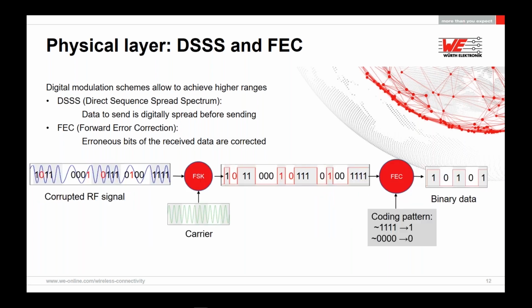Let's have a look and see what happens at the receiving end. Here's a new terminology, FEC, forward error correction. Erroneous bits of the received data are corrected. Now this is statistical correction. If out of my 4 bits of ones which I receive there happens to be one little error, a 0, I can still correct it because the majority wins. And the same goes for the 4 zeros. This should be a 0. I can correct that as well, and I end up with my correct data here. So forward error correction is a method which improves my data sensitivity and reliability at the receiving end. Two little terms, DSSS and FEC.